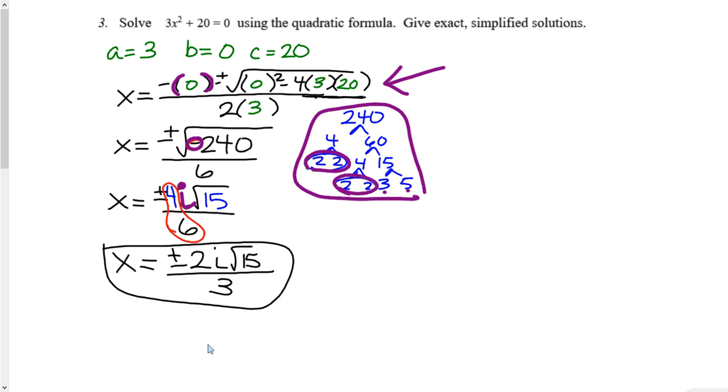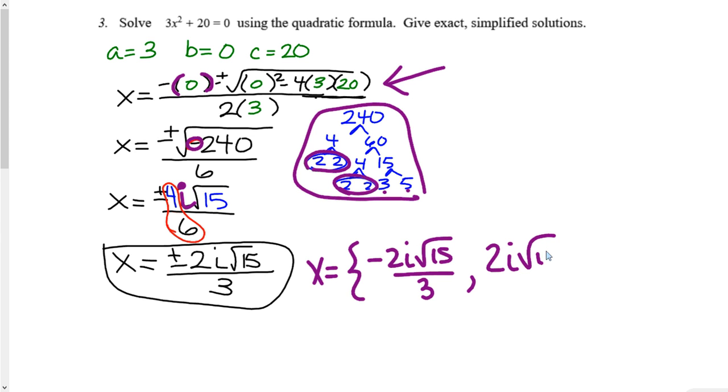Again, you can leave it like this, or if you wanted to, you could rewrite it as two separate answers of negative 2i square root of 15 over 3 and positive 2i square root of 15 over 3. I usually just leave it the way it's written in the circle right here, but if it were multiple choice, they may have written it this way, so just be sure you recognize both.